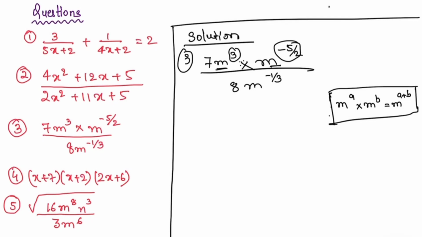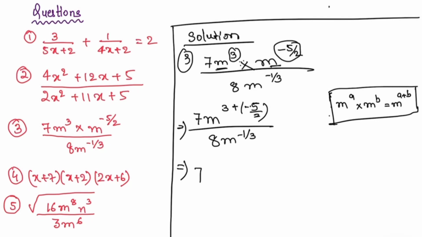So 7m to the power 3 plus minus 5 over 2, over 8m to the power minus 1 over 3. Next step, 7m. Now how much will this become? We'll take the LCM here for the powers, so it will be 2, and it will be 6 minus 5 over 2, over 8m to the power minus 1 over 3.